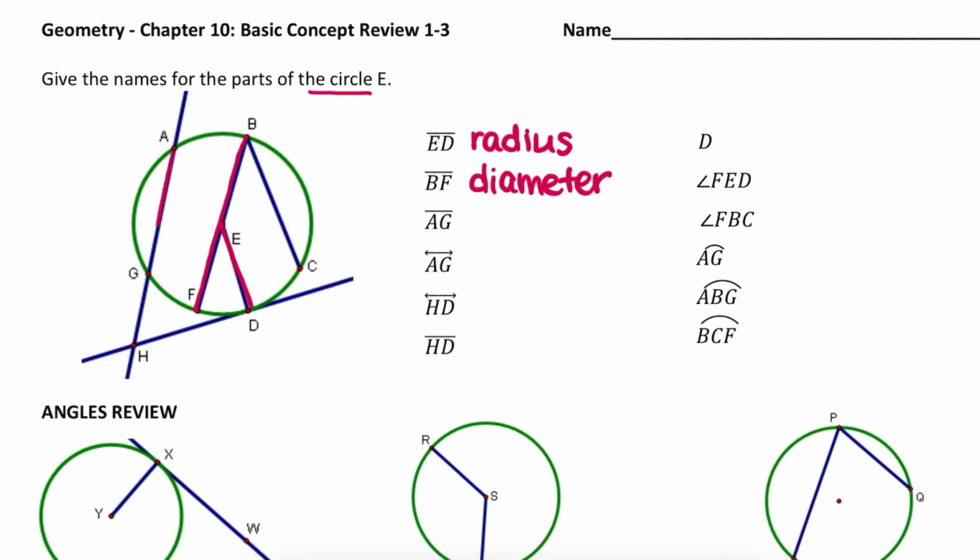AG is just the segment that goes from A to G, and so that would be a chord. But if it's line AG, the entire line, that's when we call it a secant, or a secant line.